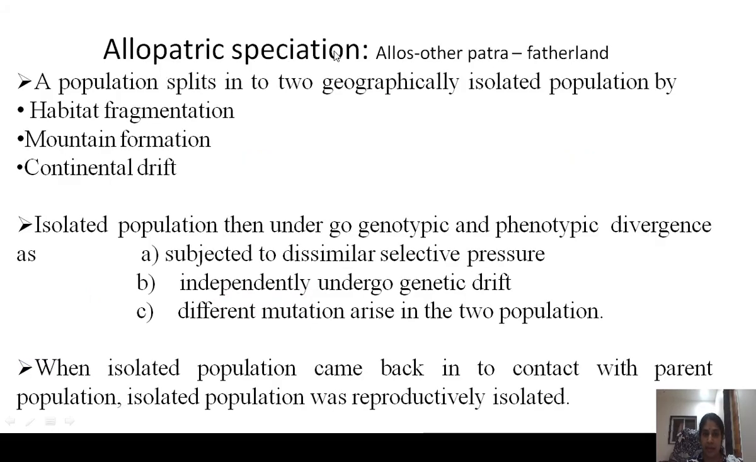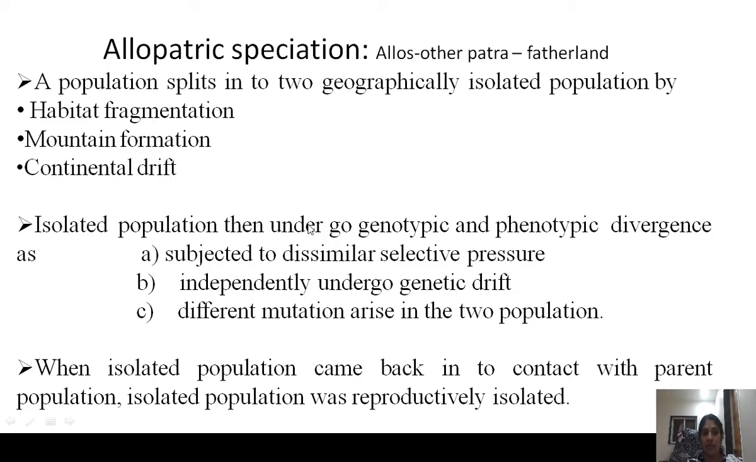So, allopatric speciation. Allos means other, patra means fatherland, so this word has a Greek origin. The population splits into two geographically isolated populations by habitat fragmentation, mountain formation, or continental drift. So the reason is a geographical barrier. It may be habitat fragmentation, mountain formation, continental drift, or river flow.